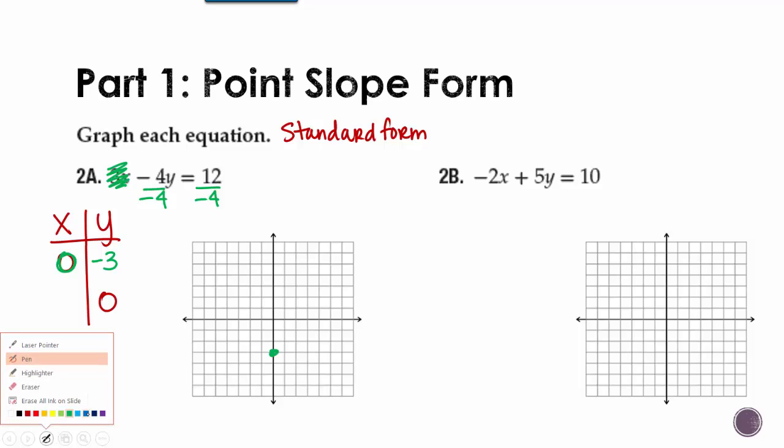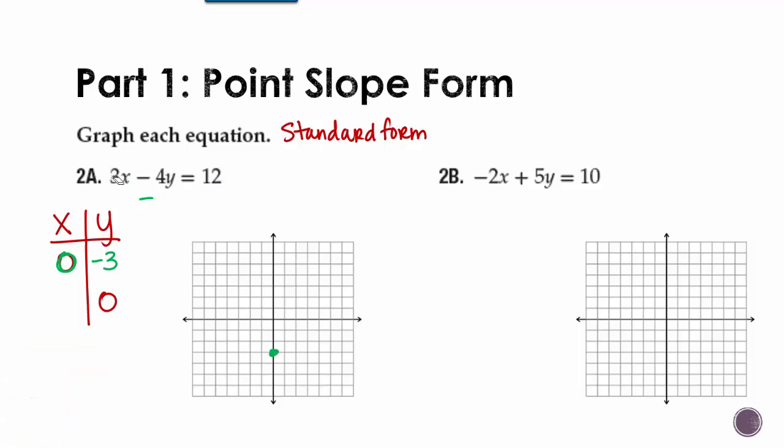And then I can do the same thing by plugging in 0 for y. This disappears. And if I divide both sides by 3, I get that x is 4. So over 1, 2, 3, 4. Connect the dots. And I'm done.